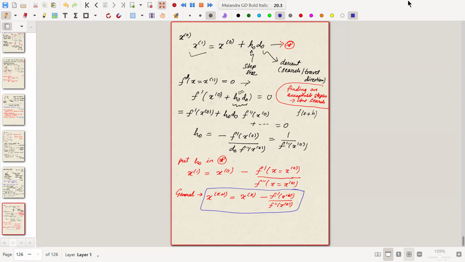So what are the limitations of this method? You need the function to be differentiable. That's the drawback of this method. It also requires a good initial guess.